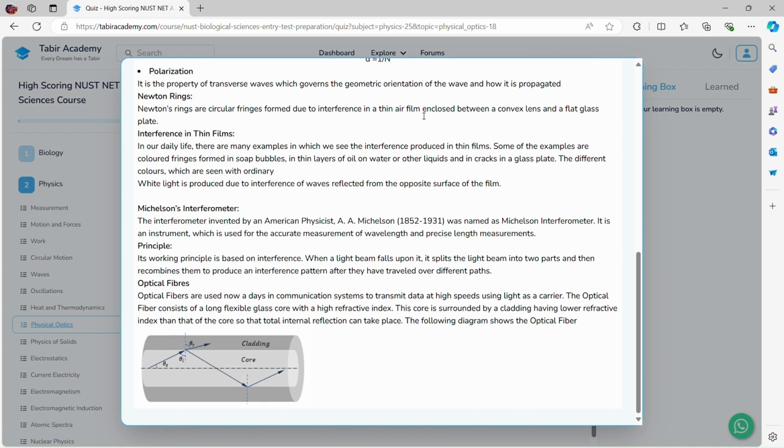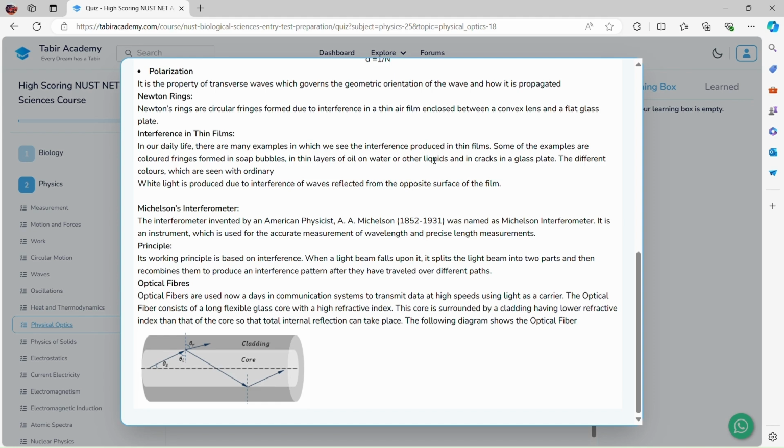Michelson's interferometer. The interferometer, invented by an American physicist, A. Michelson, from 1852 to 1931, was named the Michelson interferometer. It is an instrument which is used for the accurate measurement of wavelength and precise length measurements. Its working principle is based on interference. When a light beam falls on it, it splits the light beam into two parts and then recombines them to produce an interference pattern after they have traveled over different paths.